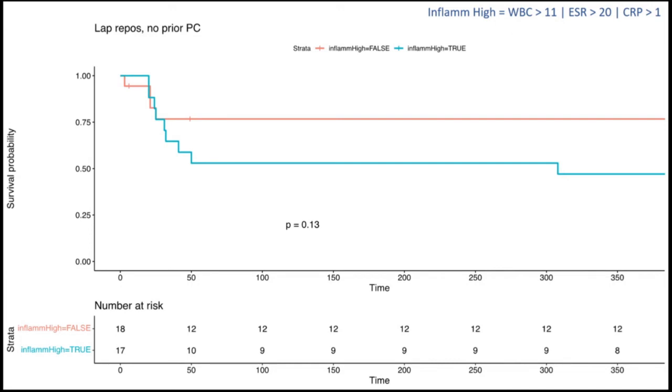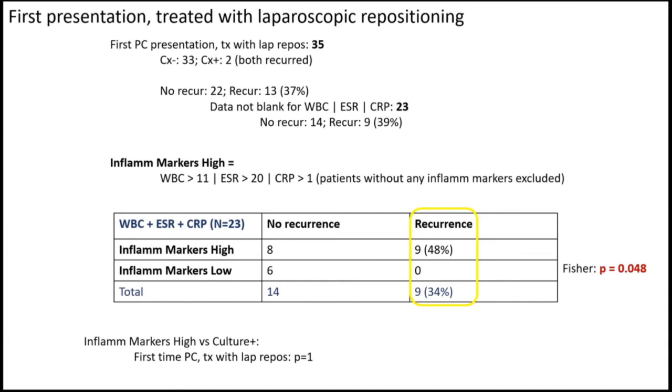The survival rate here was 50% if the inflammatory markers were high versus 75% if they weren't. That wasn't significant on a log rank test, but it was a trend towards that. Taking out the patients we didn't know their inflammatory marker status, there's a similar proportion of recurrences in those 23 patients versus the 35 laparoscopic repositioning patients, and we did find a significant difference based on breaking them down by inflammatory marker status. Though the numbers were lower, there's still many more patients in these groups than anything out there that's been put together before.